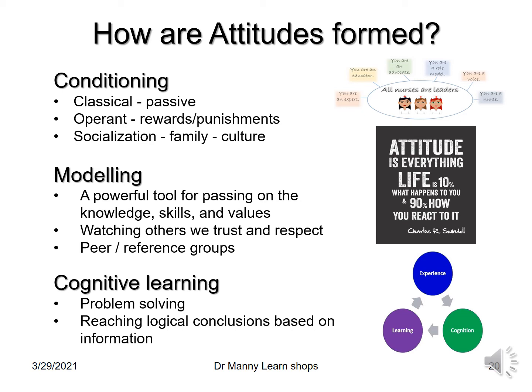You've got modelling. Modelling is a powerful tool for passing on knowledge, skills and values. Typically, role modelling is watching others, and we learn from them because we trust and respect them. Or you can see it from your peer group or the reference groups that you socialise with. With cognitive learning, you're problem solving. This is where you reach logical conclusions based on knowledge or information, based on your experiences.